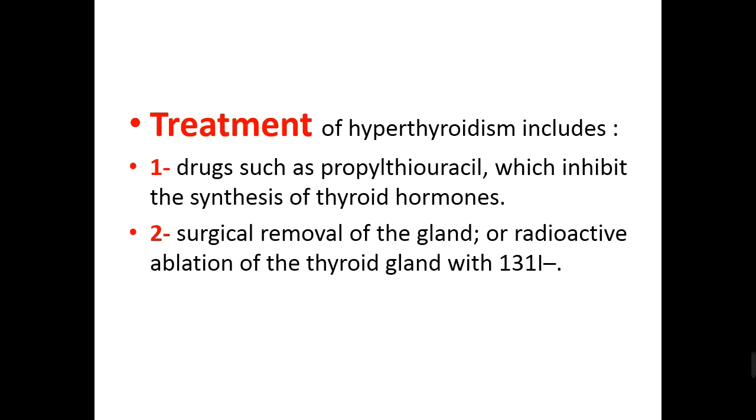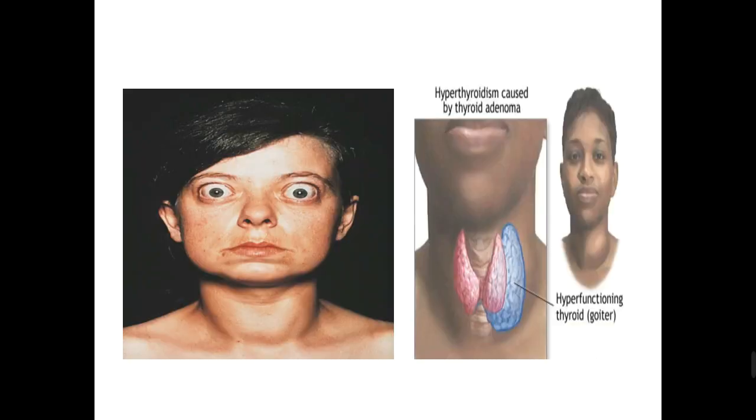For treatment of hyperthyroidism, we will give the patient drugs that will inhibit synthesis of thyroid hormone, like propylthiouracil, or we do surgical removal of the gland or radioactive ablation of the gland with iodine 131.